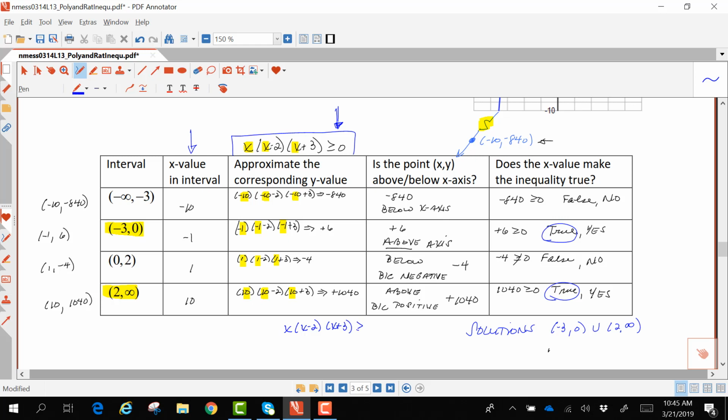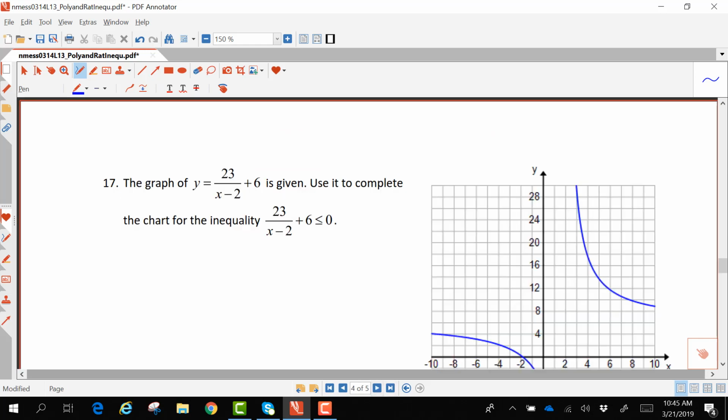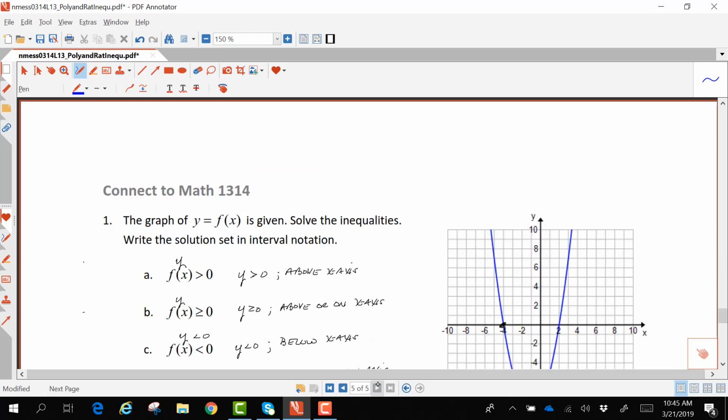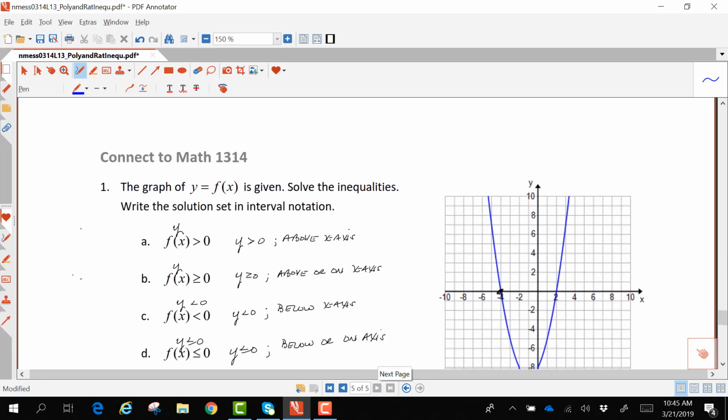Again, if I write my original inequality, it asks for greater than or equal to 0. The equal portion means I get to include the end values of each of my intervals, placing square brackets on these numbers in interval notation rather than parentheses. Remember, you cannot put a square bracket on infinity because infinity is not a number.